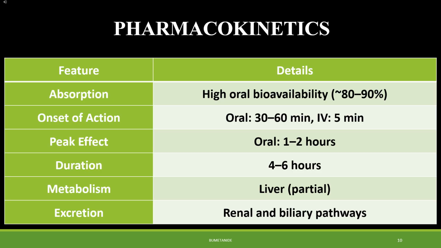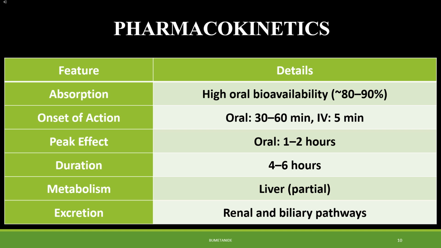Pharmacokinetics of bumetanide. Absorption. Bumetanide has high oral bioavailability, meaning most of it gets absorbed into the body when taken by mouth, approximately 80 to 90%. Onset of action. Bumetanide starts working fast. When taken orally, it begins working in about 30 to 60 minutes. When given through an IV, it starts working in about 5 minutes. Peak effect. Bumetanide's strongest effect happens about 1 to 2 hours after taking it. Duration. The effects of bumetanide last for about 4 to 6 hours.